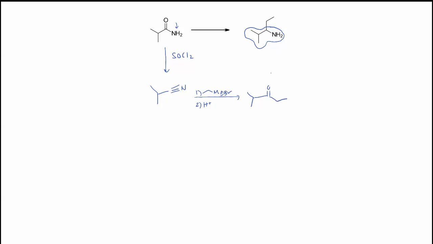And then now I can just do reductive amination with ammonia. So that nitrogen will take the place of this carbonyl and then get reduced. And if it helps to draw it this way, you can think of that as well. So that is how you would do that one. Questions there?